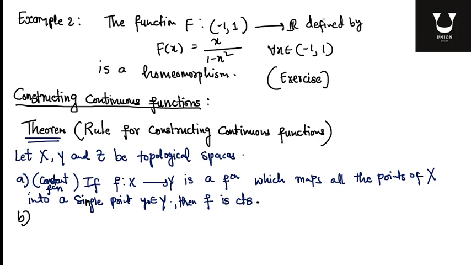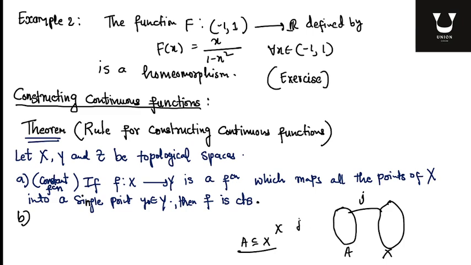The second part says the following. What does the B part of the theorem say? It says that if you have a function from a topological space X to Y, suppose that you have a topological space X, and suppose that A is a subset of X, and we can also consider A as a topological space with respect to the subspace topology. So if A is a subspace of X, then if I define a function j from say A to X by j of x is equal to x, right? j of x is equal to x.